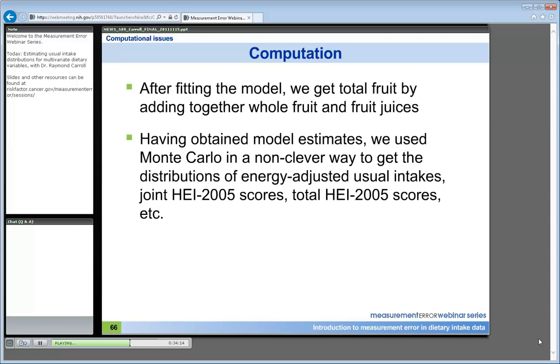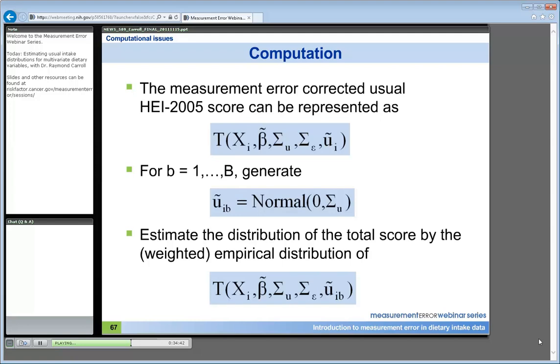So we've got the parameters estimated. We fit our model. It describes the usual energy-adjusted intake of these 12 dietary components in the HEI, and we're able to then use more Monte Carlo to get the distributions of the total scores and the joint distributions of each of the component scores.